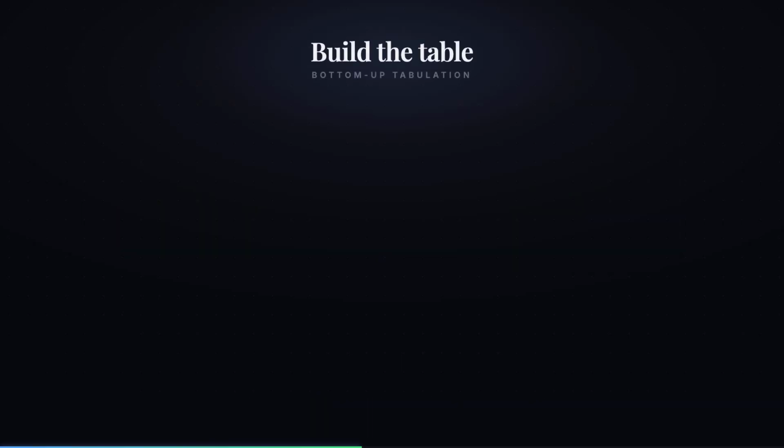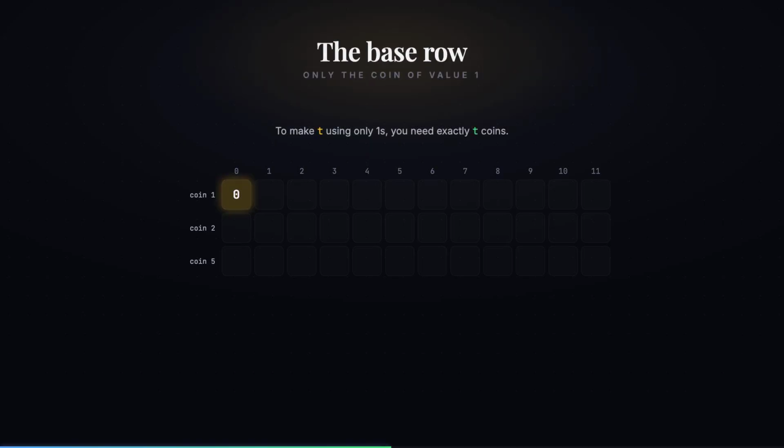Now let's turn the recurrence into a table. Rows are coin types, columns are the target amount from 0 up to 11. We fill it bottom up. First, the base row, using only the coin of value 1. To make amount t with ones, you need exactly t coins. 0, 1, 2, 3, all the way across.